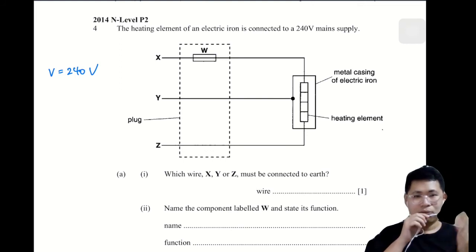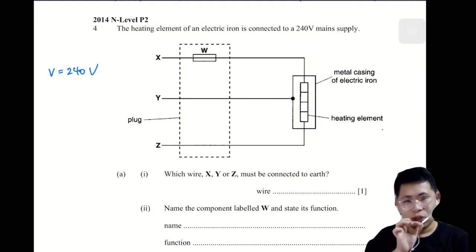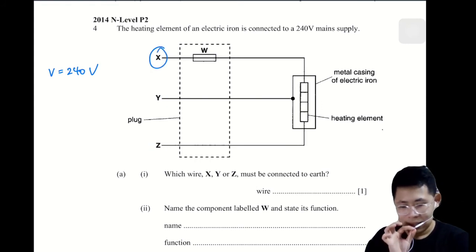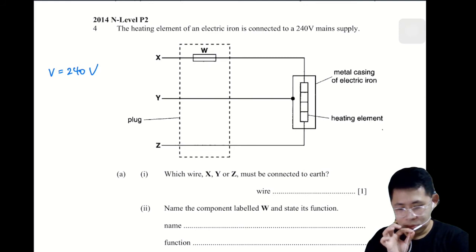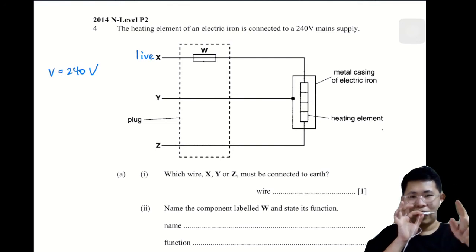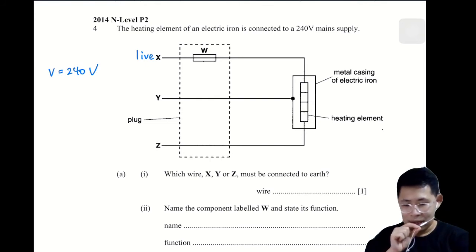So number 1, live wire. The live wire is where the current comes in, but to prevent any tragedy, we need a fuse connected to the live wire. So which wire, X, Y or Z, has a fuse there? Here. So X will be the live wire. Next, which wire connects the apparatus and lets the current flow out, Y or Z? Now let's look at where Y is connected.